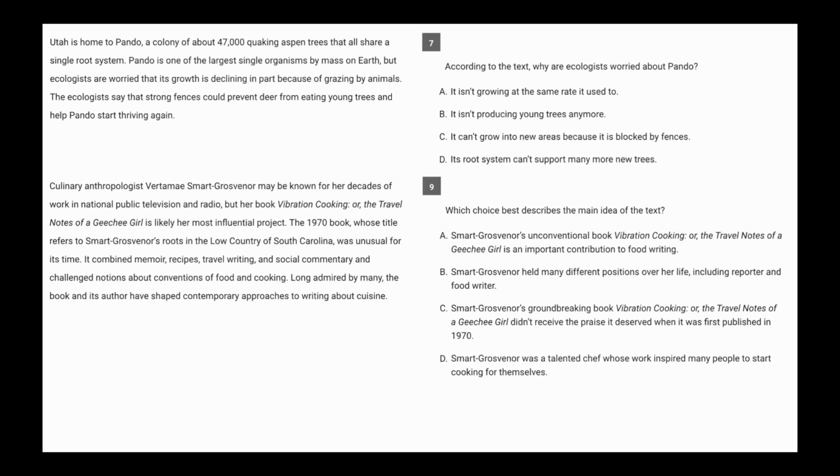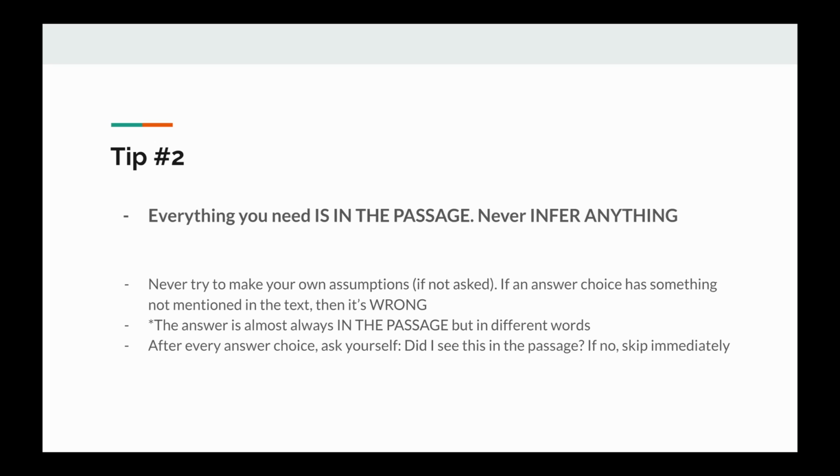Now to the question, why are ecologists worried about Pando? You see, I didn't read the part which says according to the text because it's already obvious that it's according to the text. So I'm just going to read the second part. Why are ecologists worried about Pando? It's a very straightforward question. And if the question is straightforward, the answer choice must always 100% match with the question, with the prompt, with the passage. So you should never infer anything. And as I said, ask yourself, did I see this in the passage?